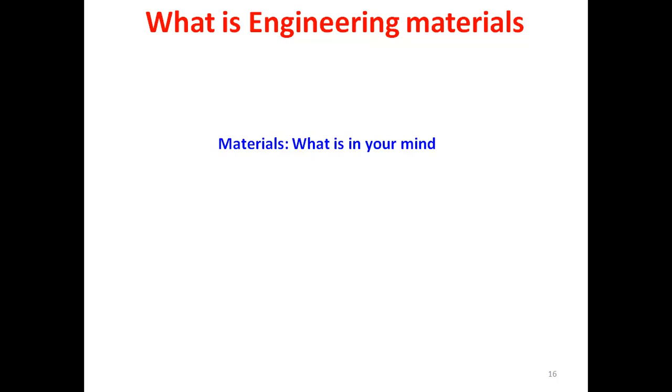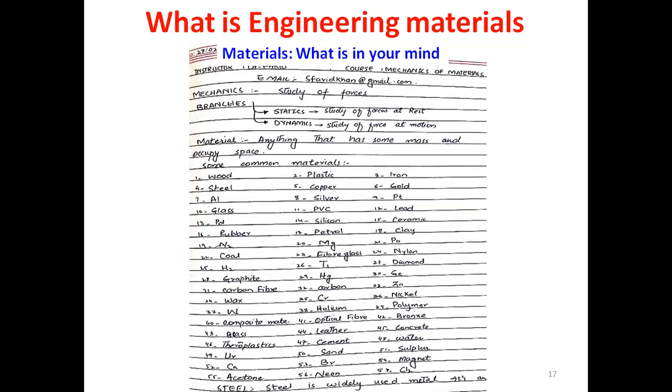Last year I had a discussion with the students about their answers and examples. I asked them to give me one example, and each student gave me one example. I want to share their examples with you so that things become clearer and you can also start thinking. These are the answers I obtained from the students last year: material is anything that has some mass and occupies space. Some common materials, and these are the examples of materials which I obtained from each student.